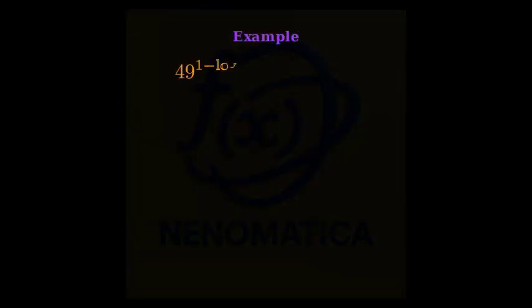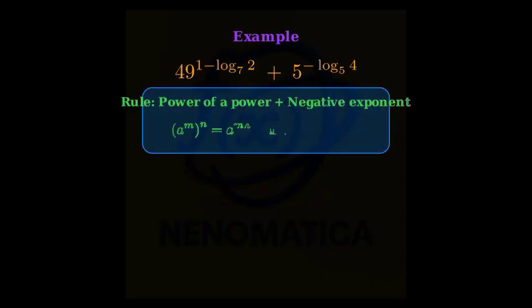Example. We will evaluate the expression 49 to the power 1 minus log base 7 of 2 plus 5 to the power negative log base 5 of 4, following the exact sequence shown on screen. Step 1. Rewrite 49 as 7 squared, power of a power, and use the negative exponent rule to turn 5 to the minus log base 5 of 4 into 1 over 5 to the log base 5 of 4. Now display the rule box and write the transformed line.